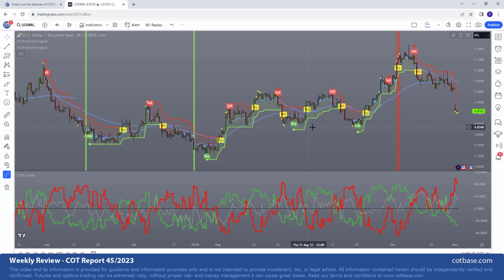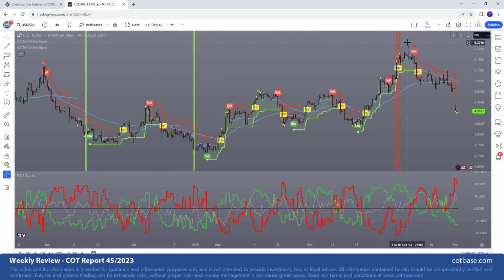And in the case of the Brazilian real, you can see that just at this top here, we get these stripe signals. Stripe, we call them, these are vertical lines. Basically, they happen when we have both large speculators and commercials at an extreme, right? So that actually was a signal that we could have seen earlier than the COT change signal that we got, and you could have acted upon that.